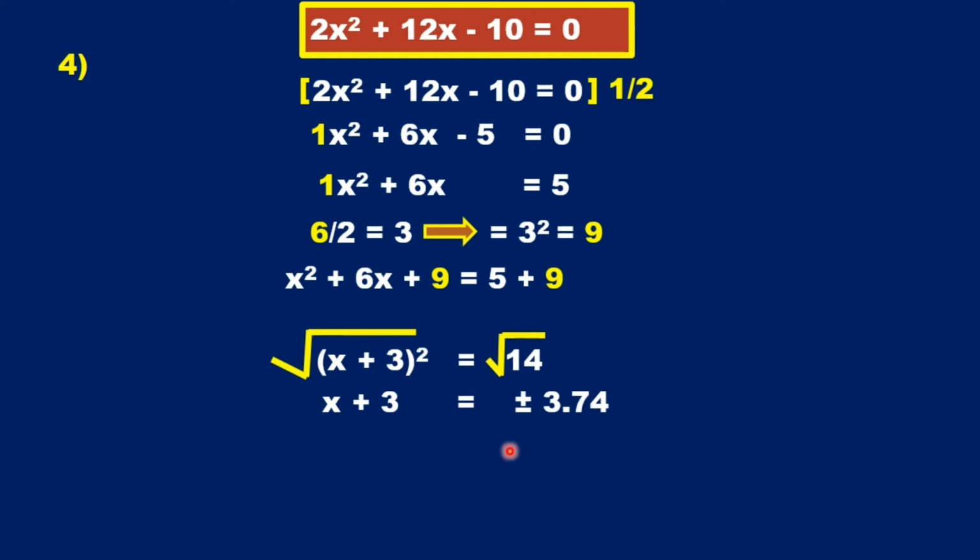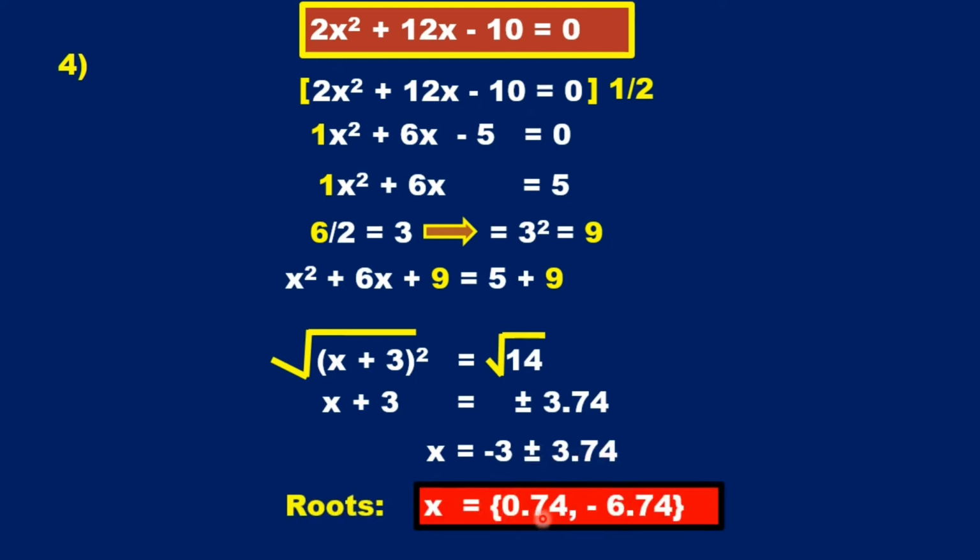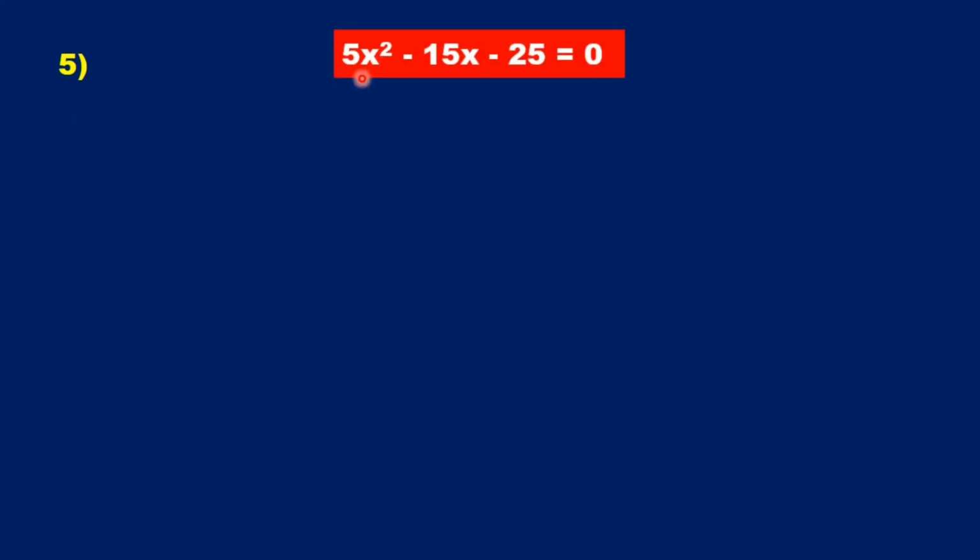Transpose positive 3 to the other side becomes negative 3. So the answer is negative 3 plus and minus 3.74. So the two real solutions are negative 3 plus 3.74 is equal to 0.74, and negative 3 minus 3.74 is equal to negative 6.74. Problem number 5. 5x squared minus 15x minus 25 is equal to 0.